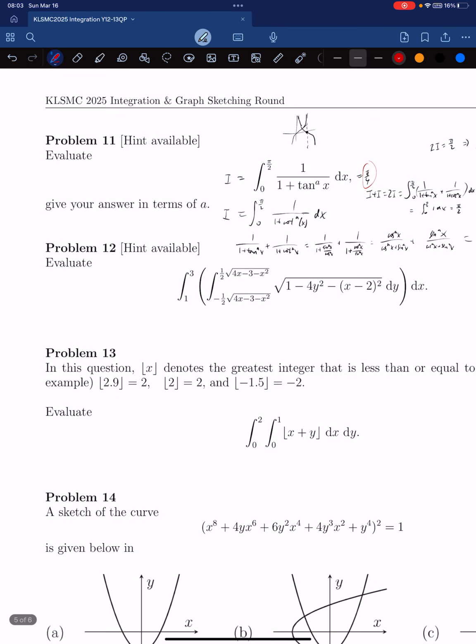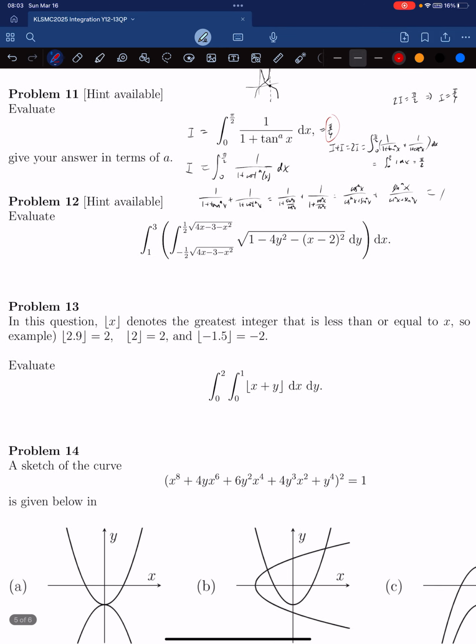Right. Problem 12. It's a multivariable integration. So let us consider the region of space that we're integrating our functions over. Our x is constrained between 1 and 3, and our y is constrained between what seemingly looks a little bit more complicated, but it's not complicated. Trust me, it's not.